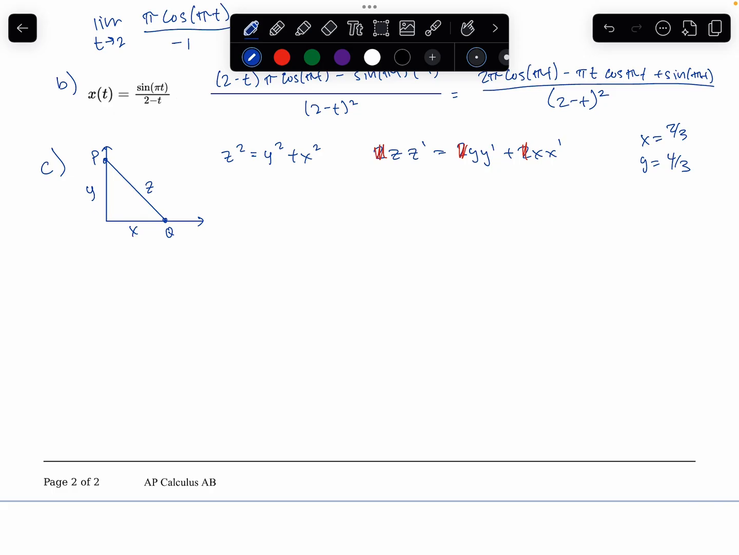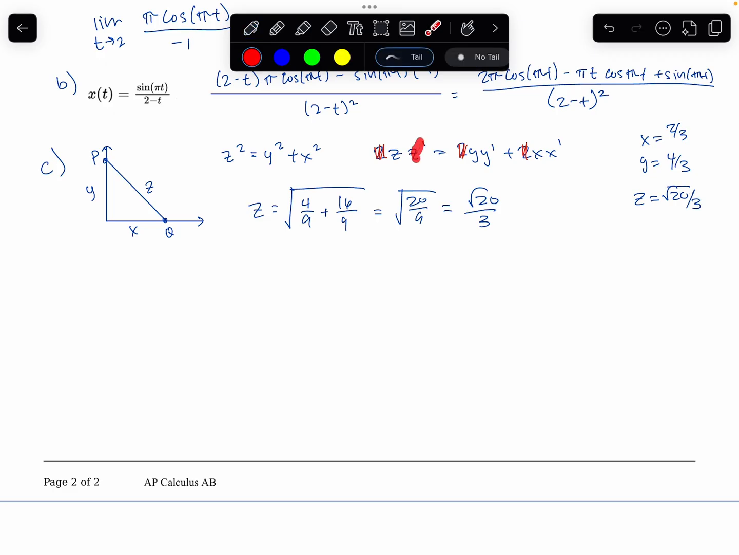And now I need to find z, so I'm going to use the Pythagorean theorem to find z. So z is going to be equal to the square root of 2/3 squared, which is going to be 4/9, plus y squared, which is going to be 16/9. So that's going to be equal to the square root of 20/9, which is going to be equal to the square root of 20 over 3. So that's what z is equal to, square root of 20 over 3.